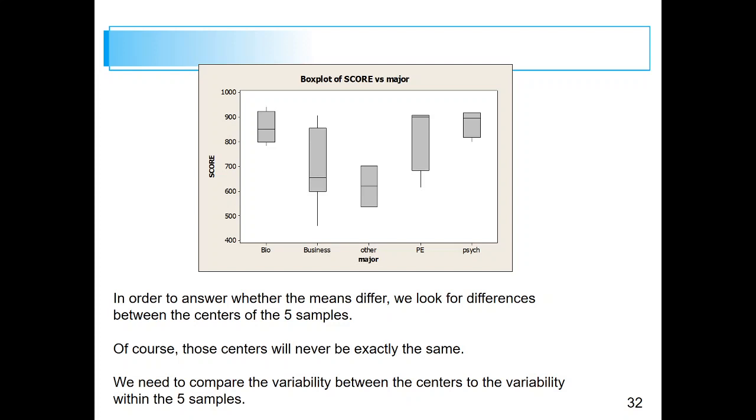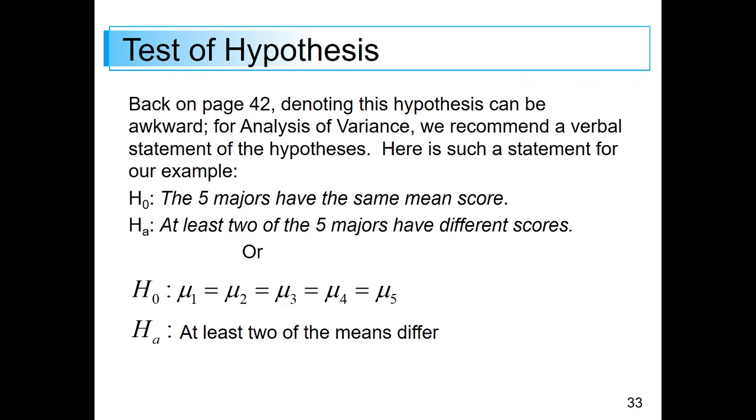But we're going to look for the differences between the centers of the 5 samples. Of course, the centers will never be exactly the same because remember, your data could have been different. And we need to compare the variability between the centers to the variability within the five samples. Hey, that's sounding familiar for what we've talked about.